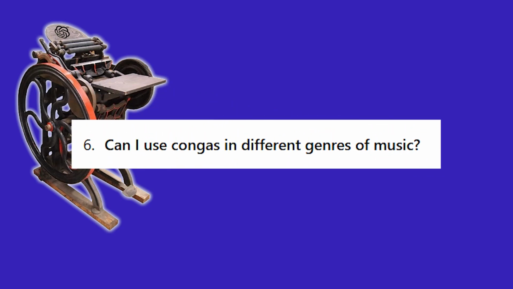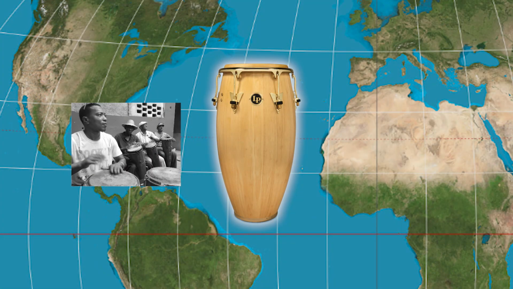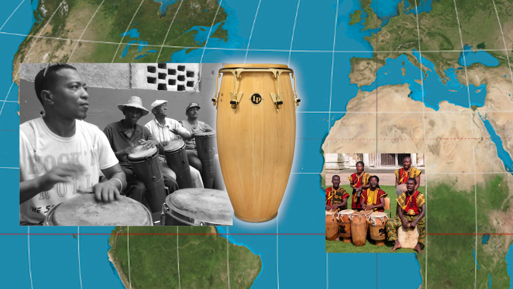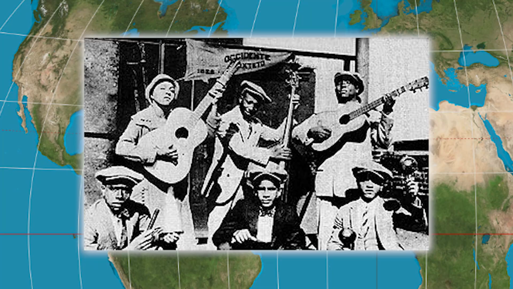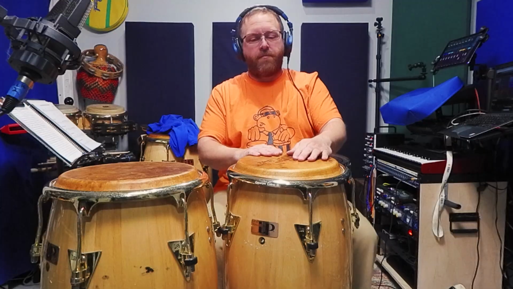Can I use congas in different genres of music? Conga drums originated from Afro-Cubans adapting African drums to Cuban popular music, but it didn't stop there. Cuban music spread all over the Caribbean to places like Puerto Rico, and bands and immigrants brought congas to the United States, where they further adapted those instruments to R&B, funk, and rock and roll, among other genres. It is not only acceptable, but encouraged to use conga drums in different genres of music.